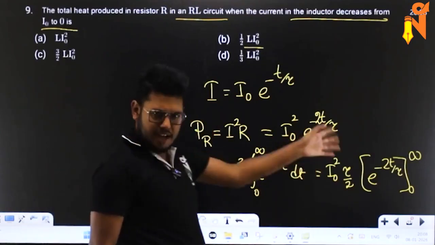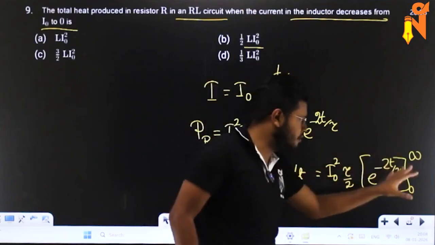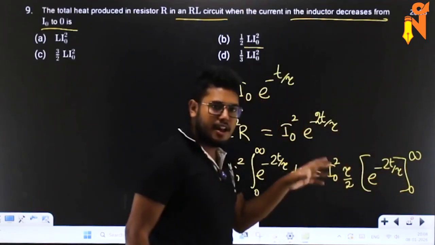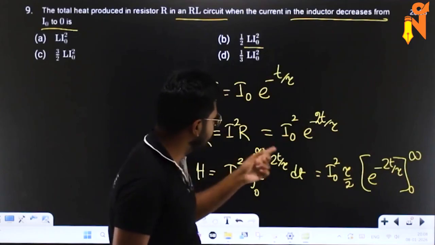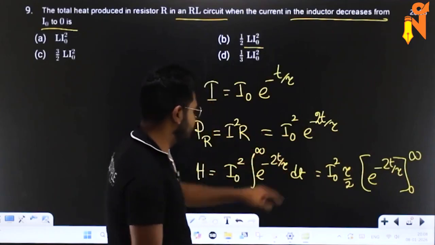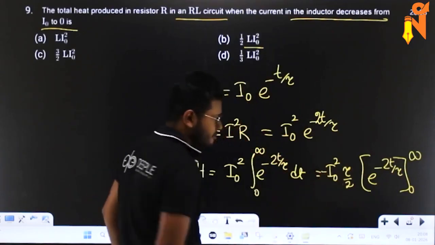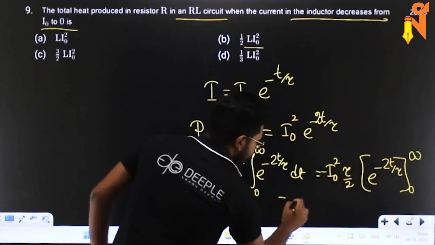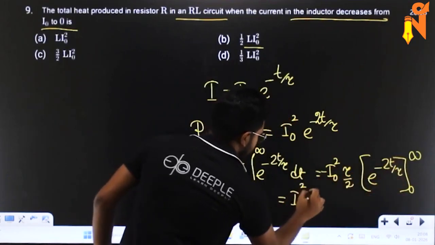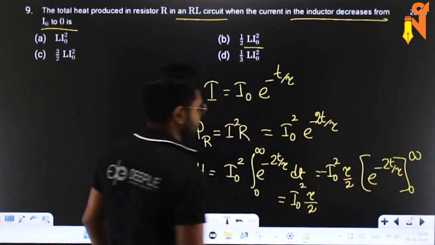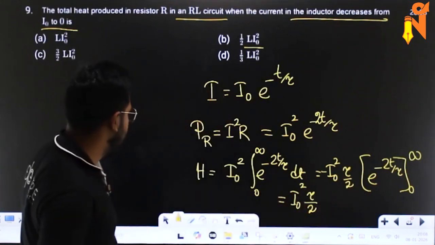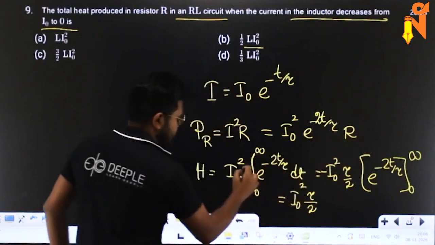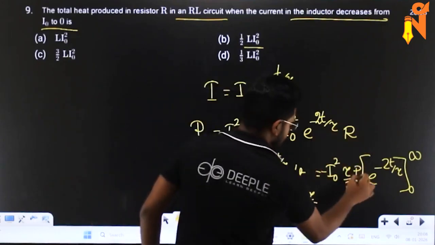Some negative will come. But I am not talking about the negative 1 or plus 1, whatever it comes. Actually, no, negative will not come, right? Because in the integration itself, there should come a negative. And this negative and that negative from here can compensate. And anyway, I'll get I0 square tau by 2. Am I correct? I didn't miss the resistance R, right? Sorry, resistance R was there.